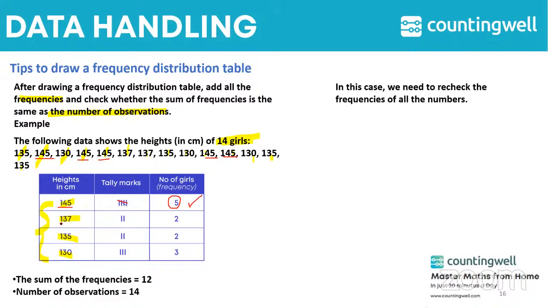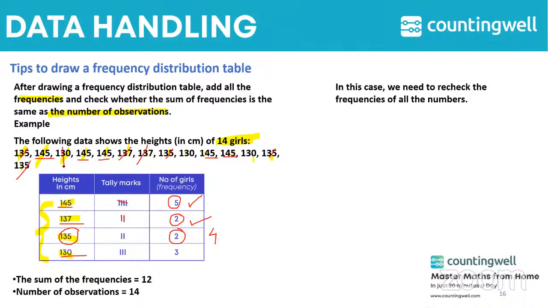Then we move towards 137. So where is 137? 1, 2. Okay, we have 2, 137. So tally marks will be represented by 2 lines and frequency 2. Next we have 135. So 1, 2, 3, 4. Okay, so we should have here 4 girls, but here we have entered 2. We should have here 4.